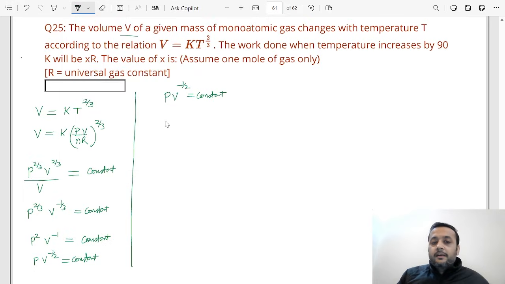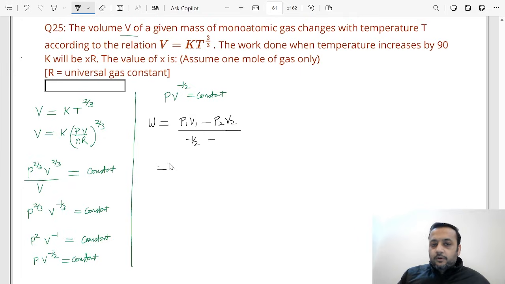If you remember, this value is the power of volume in a polytropic process when the pressure has power 1. The work done in a polytropic process can be written as (P1V1 minus P2V2) upon x minus 1, the standard formula, where x is the power of volume. So the denominator is the power of volume minus 1, which is minus half minus 1. This is the formula.